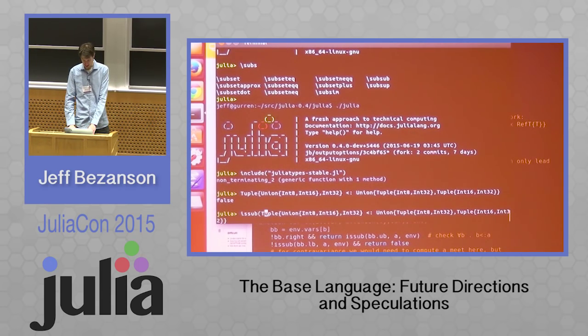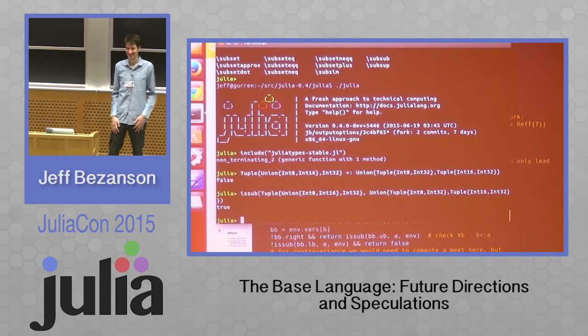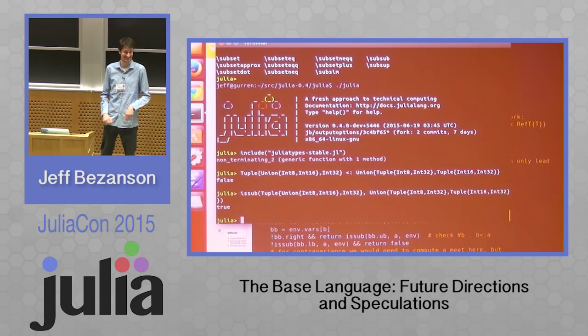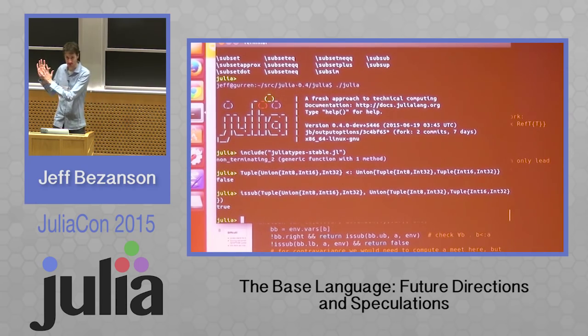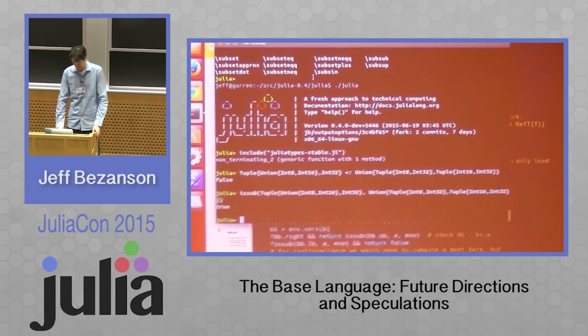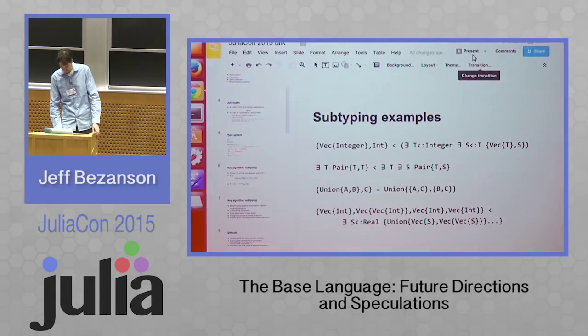I'll just call isSub instead of the built-in operator. And lo and behold, it's true. So this is progress. I get to show the word true. So there is some hope that this thing works better.